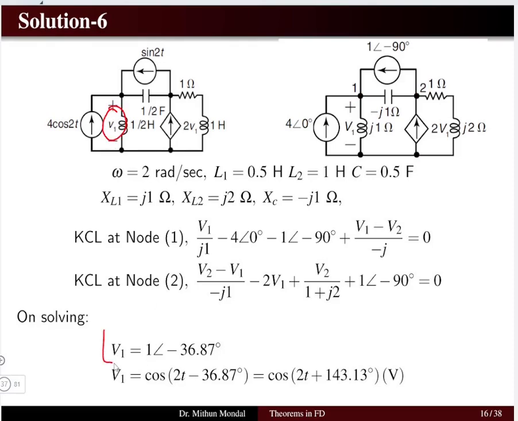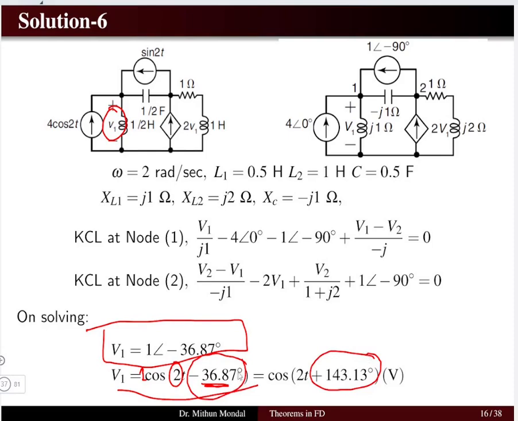So V1 in phasor format we are getting 1 angle minus 36.87, which we can represent in the time domain form as maximum magnitude 1 cos of omega, that is 2t, minus 36.86. So here we can represent either minus 36.86 or plus 143.13. Both give the same answer. We can represent this in the 180 degree format.